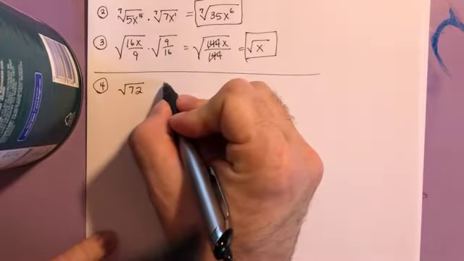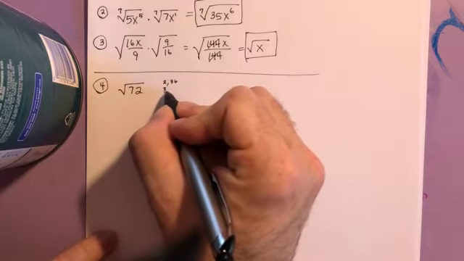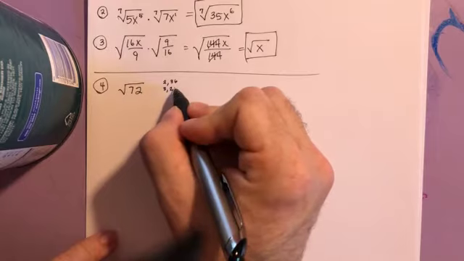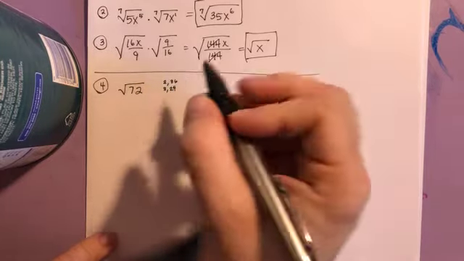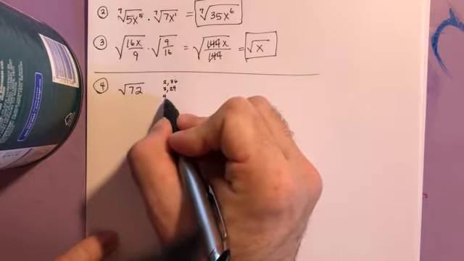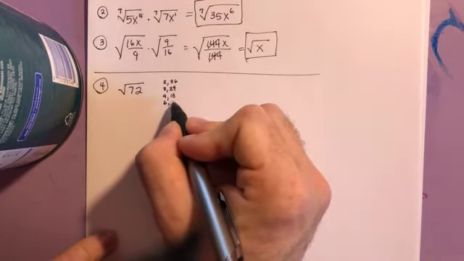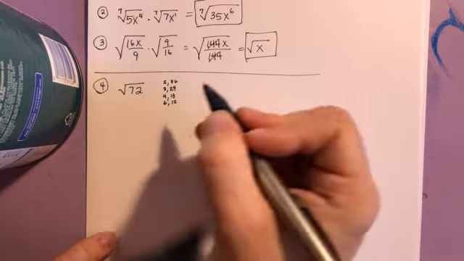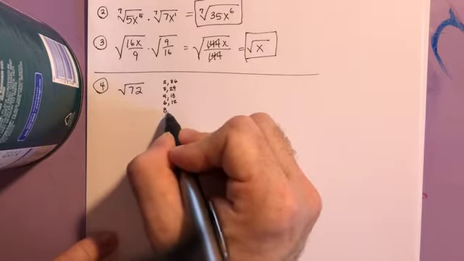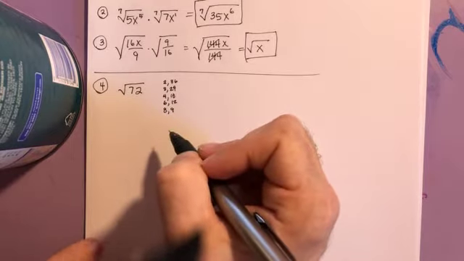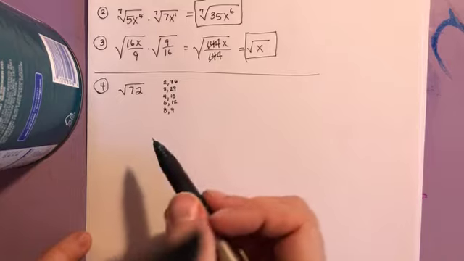Do I pick 2 and 36? Does 3 go into it? Yep, 3 and 24. Do I pick 4 and 18? Do I pick 6 and 12? Or do I pick 8 and 9? 7 doesn't work, but 8 and 9 does. And that's all of the different factor choices you have for 72. So which one do we pick?